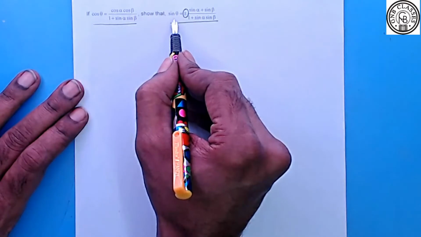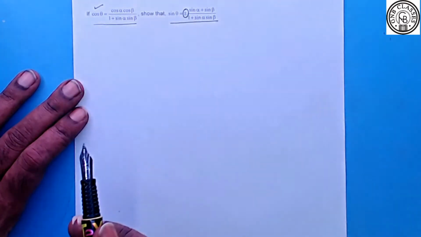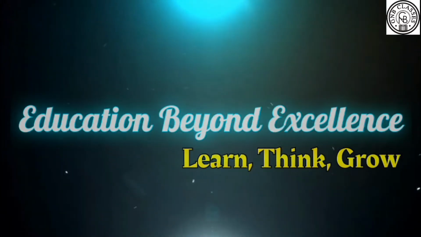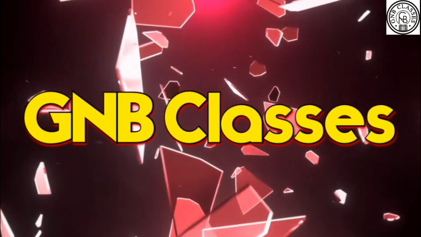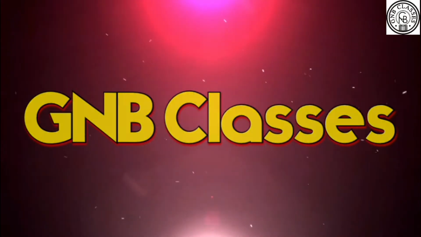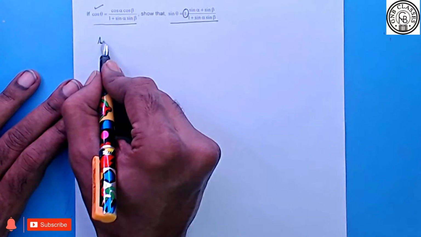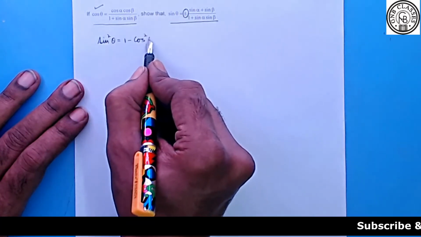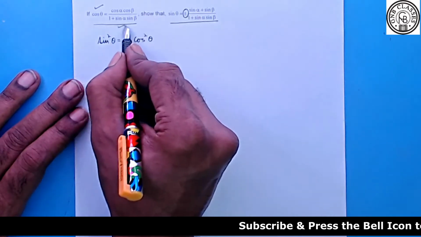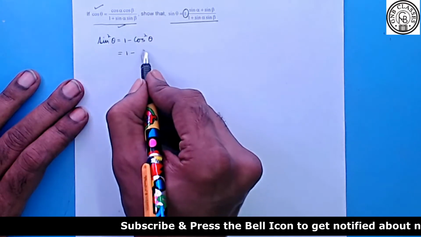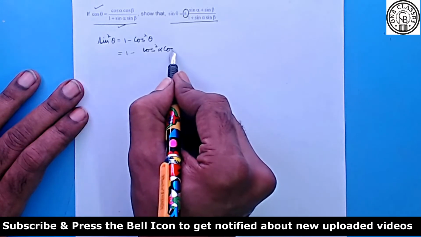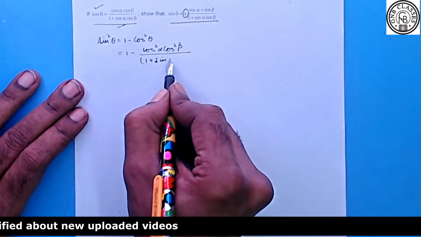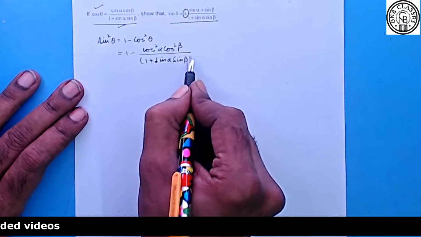Here it is sin theta and we have been given cos theta. So what to do? I will write sin square theta is 1 minus cos square theta. In place of cos theta, you replace this. So we are having 1 minus cos square alpha cos square beta divided by (1 plus sin alpha sin beta) whole square.